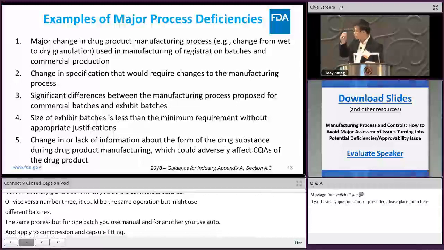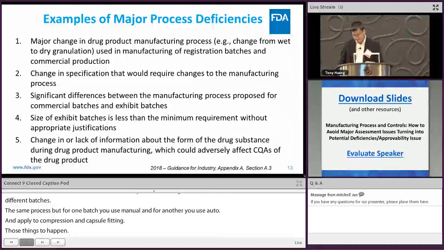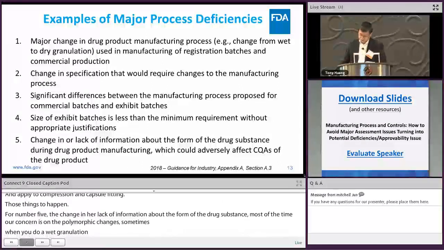Most of the time, our concern is on the polymorphic changes. Sometimes when you do the wet granulation process with certain kinds of solvents, the API polymorph changes, which will impact the dissolution and the chemical stability of your final product.